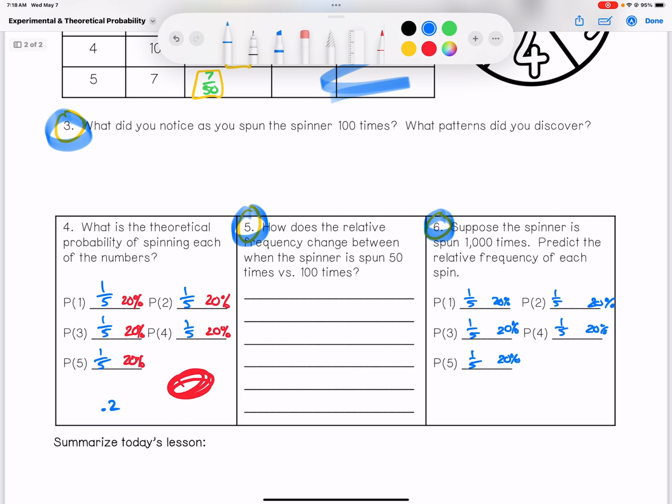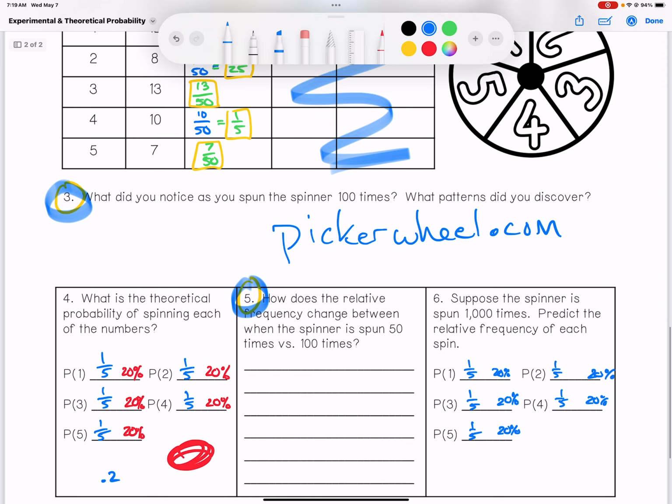All right. So let's recap one more time. Pickerwheel.com. I'll leave it right here. I'll write it right here. Pickerwheel.com. You're going to fill in the rest of that chart by spinning 100 times. Then you're going to answer number 3 and 5. When you're done, bring it to me. Ready, set, go.